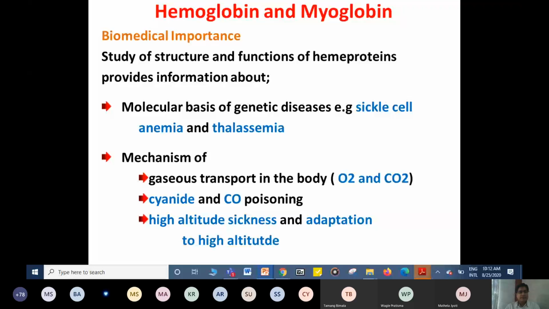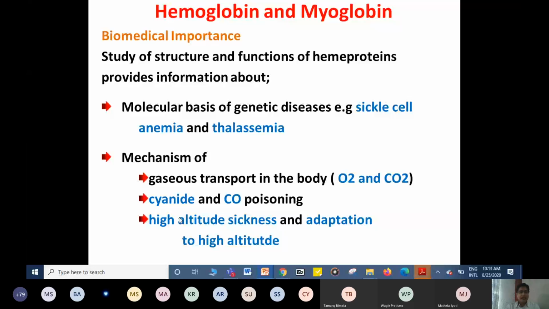Next is the mechanism of gaseous transport in our body. We all know that red blood cells are involved in the transport of oxygen and some carbon dioxide also, and these red blood cells consist of hemoglobin. But how hemoglobin is capable of transporting oxygen and carbon dioxide, we can easily explain after understanding the structure of hemoglobin. Only after knowing the structure can we explain the structure-function relationship. Because of its structure, it is able to take oxygen from the lungs and deliver it to the tissues.